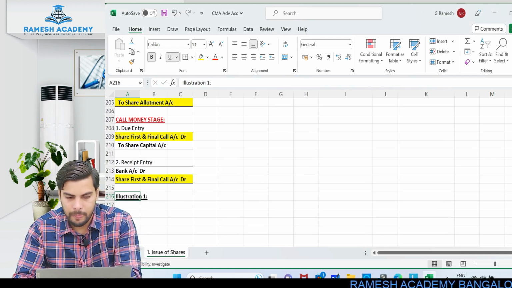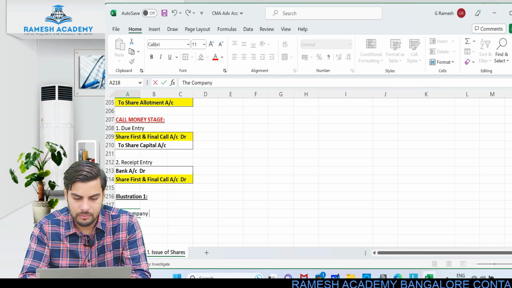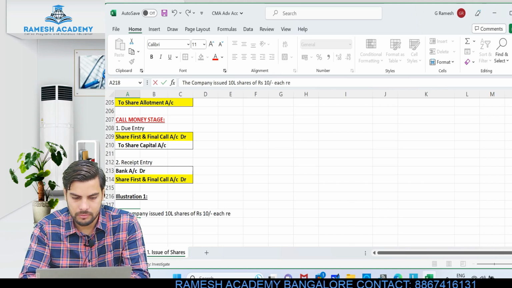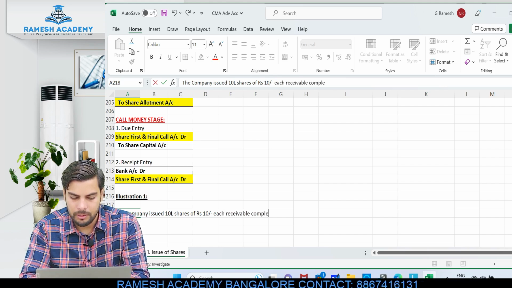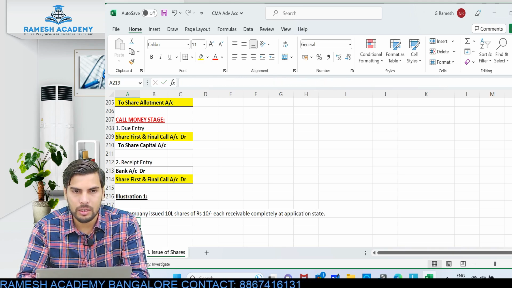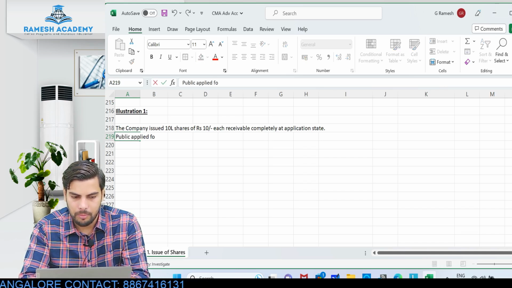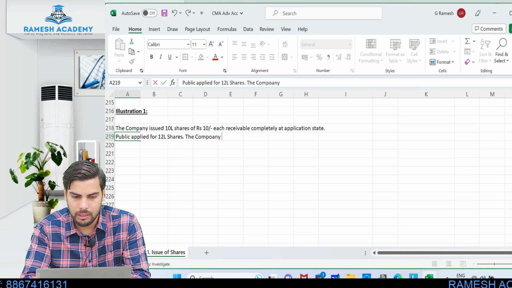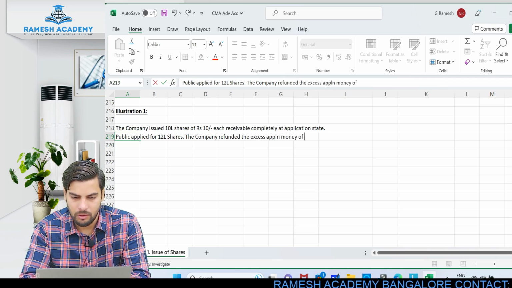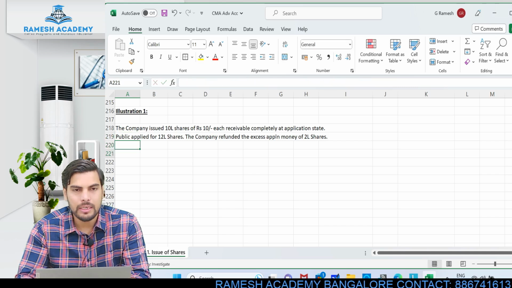So illustration number 1. The company issued 10 lakh shares of rupees 10 each, receivable completely at application stage. Here the amount is not received in installments. The entire amount has been collected at application stage itself, whereas the public applied for 12 lakh shares. So what did the company do? The company refunded the excess application money of 2 lakh shares. Clear? So basically here we need to be passing 3 entries.